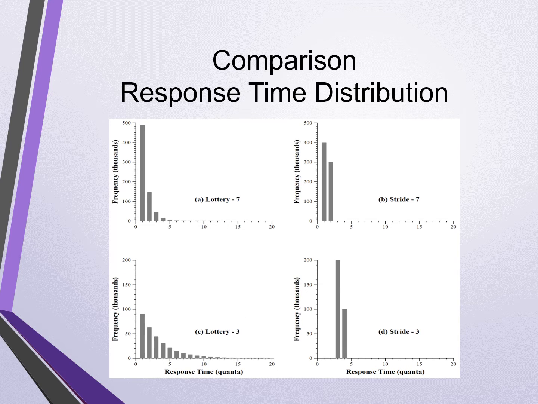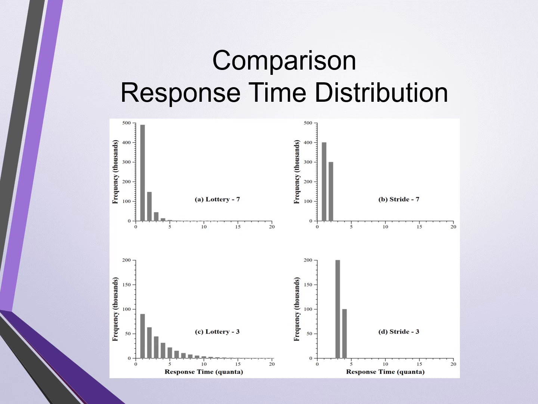This is a comparison of lottery versus stride scheduling response time distribution. These are simulation results for 2 clients with a 7 to 3 ticket ratio over 1 million allocations. In chart A, we see the client with 7 tickets under lottery scheduling with a mean of 1.43 and a standard deviation of 0.78. In chart B, the client with 7 tickets under stride scheduling also has a mean of 1.43, but an improved standard deviation of 0.49.